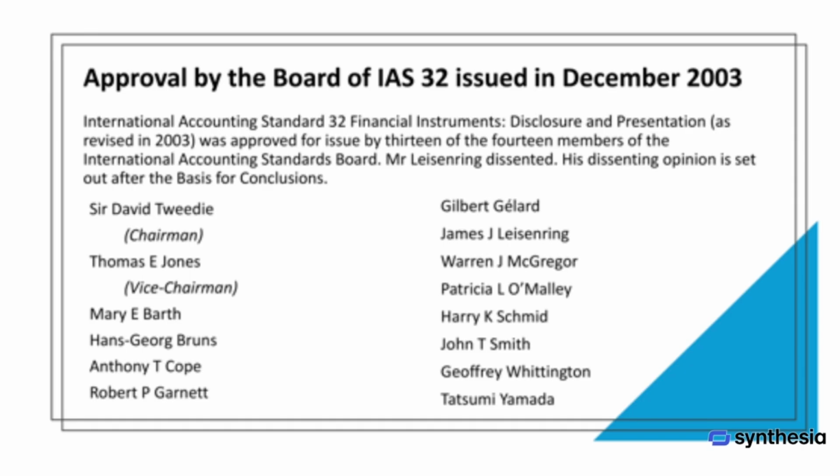International Accounting Standard 32, which covers financial instruments disclosure and presentation, and was revised in 2003, was approved for issue by 13 out of the 14 members of the International Accounting Standards Board. Mr. Leisenring dissented, and his dissenting opinion is included after the basis for conclusions.